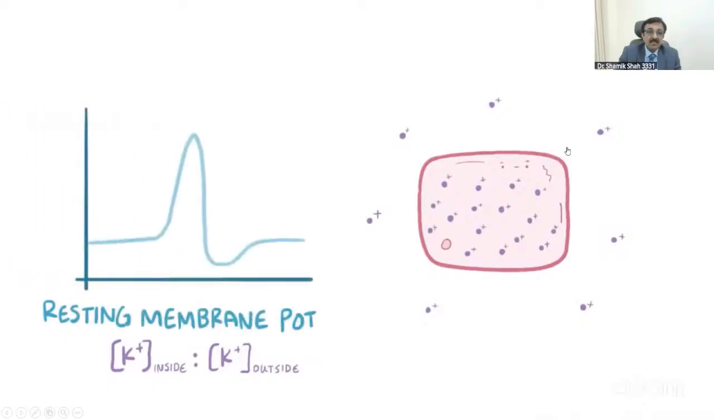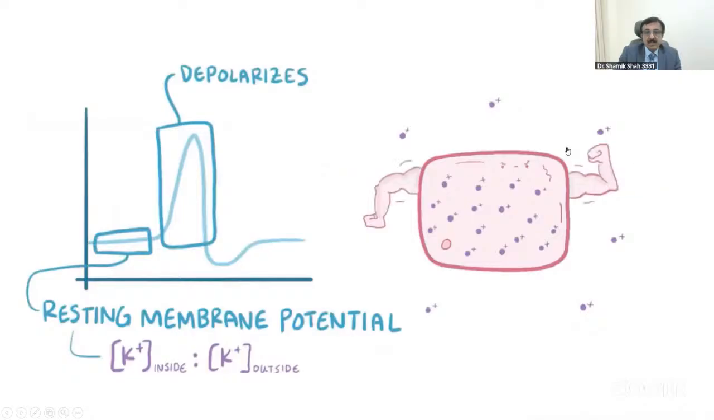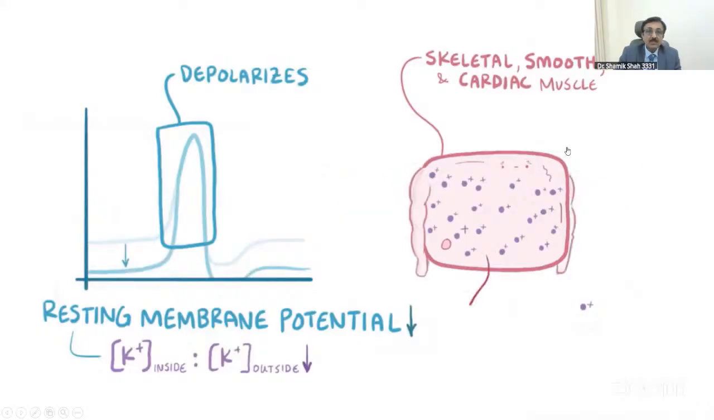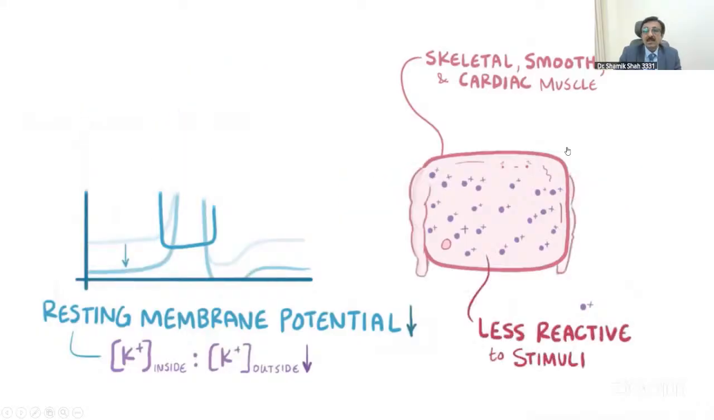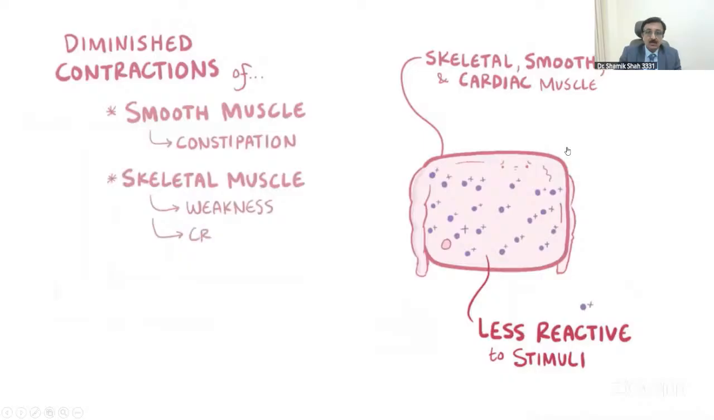Now, we said that the resting membrane potential is very important when there is a gradient between the potassium inside and potassium outside, which allows the cell to depolarize and causes the activity of the skeletal, smooth, and cardiac muscle. Now, in hypokalemia, when all this potassium goes inside, the resting membrane potential goes down. So when the resting membrane potential goes down, these muscle cells become less reactive to stimuli. So there is diminished contraction of smooth muscles, which causes constipation, and skeletal muscle weakness, cramps, and flaccid paralysis are seen.